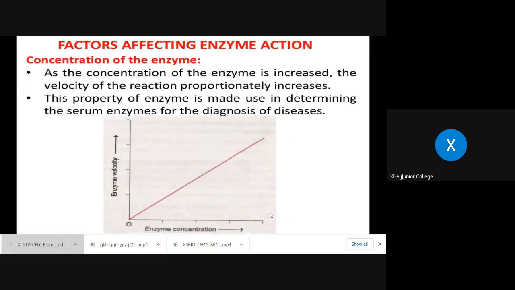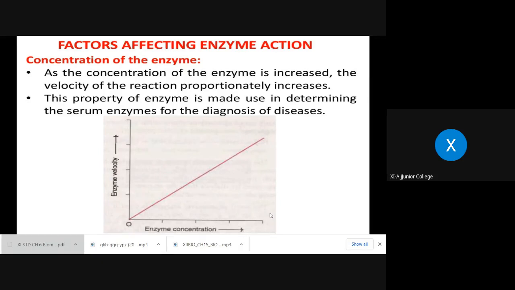Now, as we were talking about the factors affecting enzyme action, again we will discuss a few more points. We have already discussed them in the properties, but still we will separately discuss these factors affecting enzyme action.